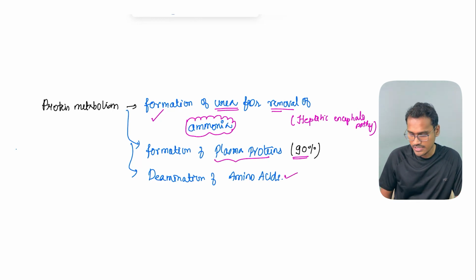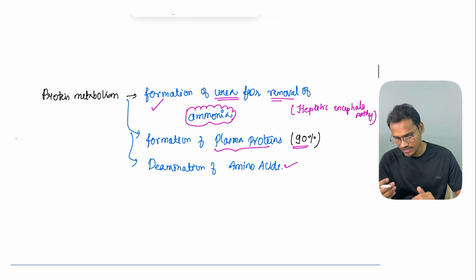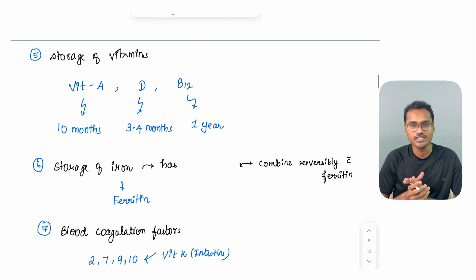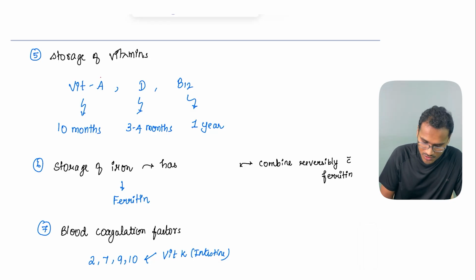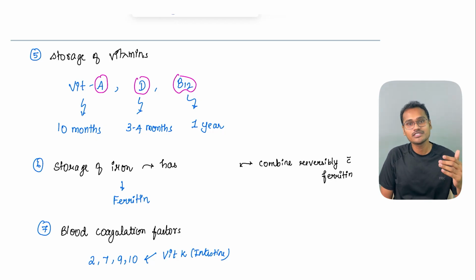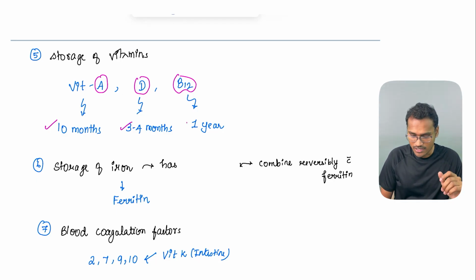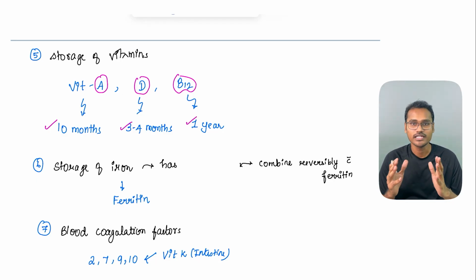And it also causes deamination of the amino acids. So these are the metabolic functions of the liver. Now let's go on to the storage functions. It can store a humongous amount of vitamin A, vitamin D, and vitamin B12. Even if the person is not taking any vitamin A, the reserves in the liver can sustain them for 10 months, whereas D can sustain for 3 to 4 months, and B12 for almost a year.